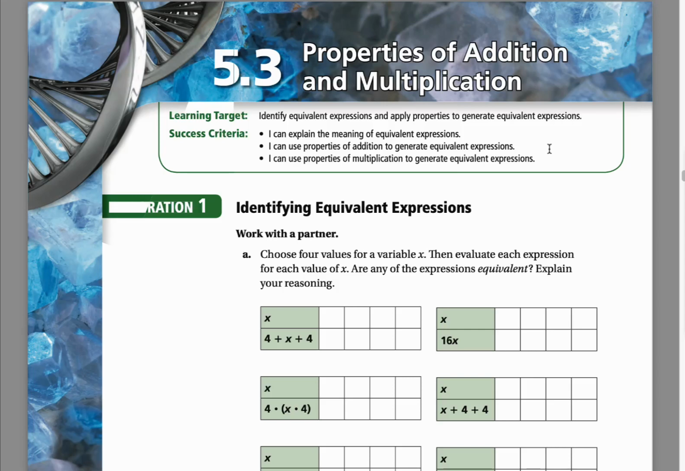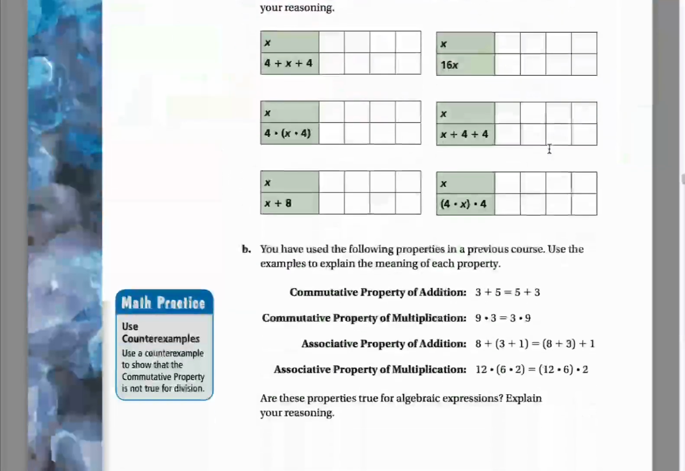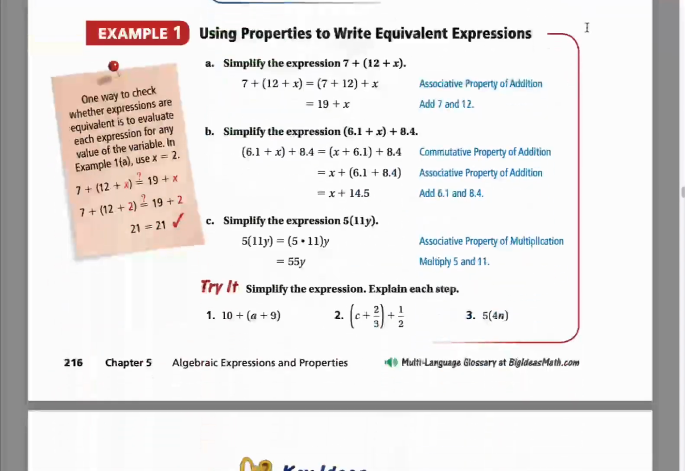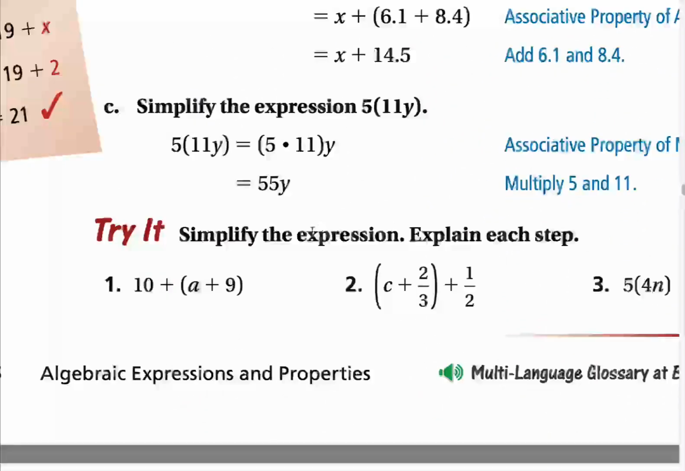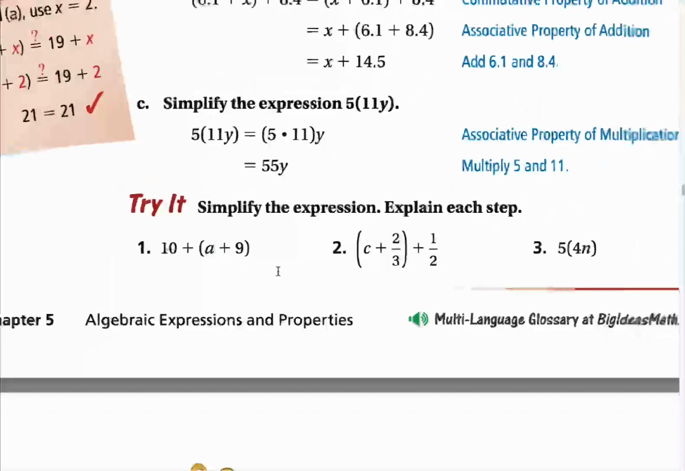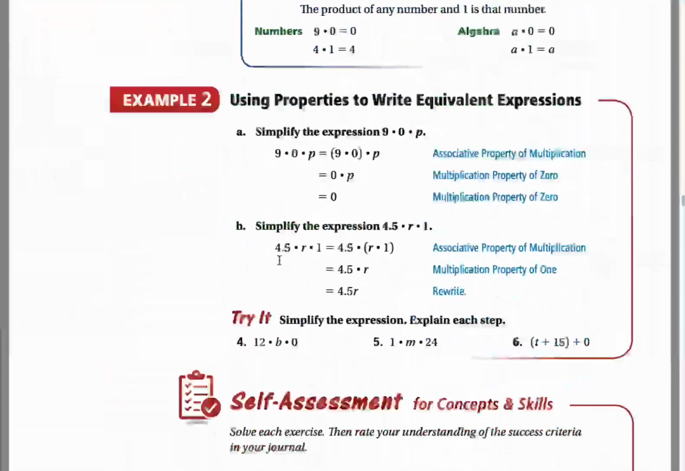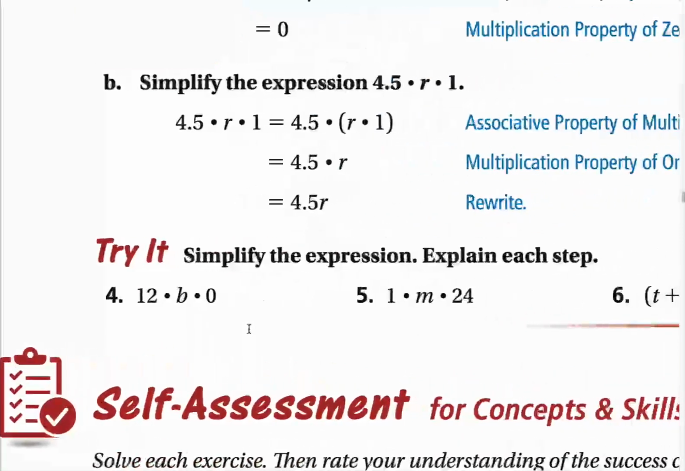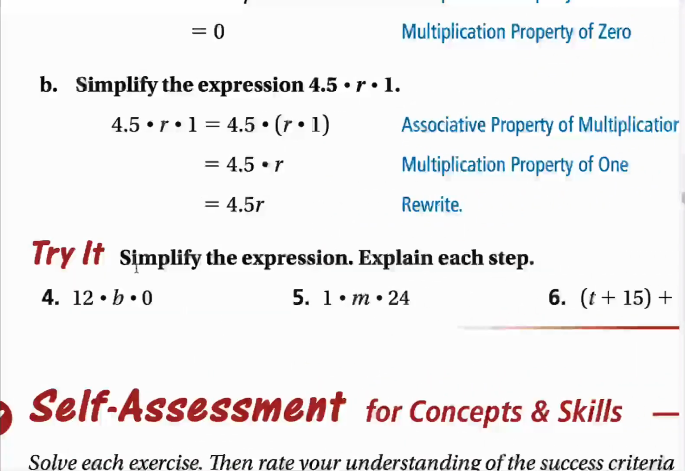Today's lesson is the third lesson in Chapter 5, Properties of Addition and Multiplication. What we are going to do today, we will solve questions like this question, simplify the expression, and also these questions. Let's also simplify the expression.